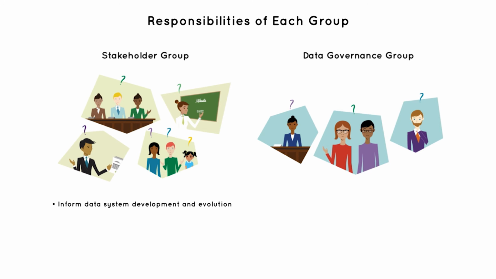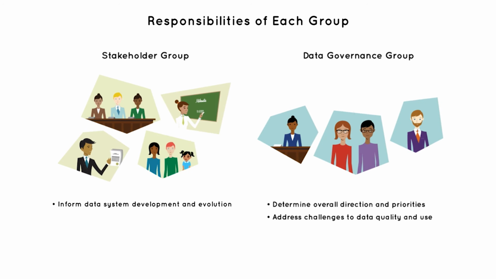Data governance groups determine the overall direction and priorities of the data system, and how those priorities are implemented via policies and procedures. They also address challenges to data quality and use. While the data governance structure remains stable over time, a state may have multiple stakeholder groups over the life of the data system.